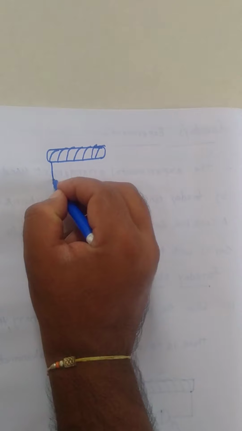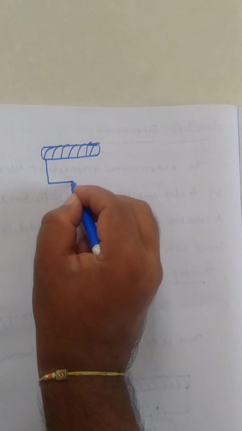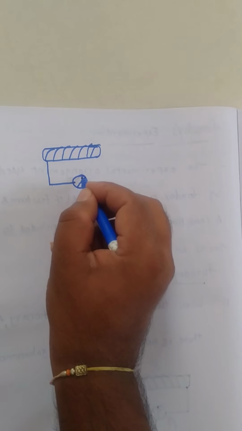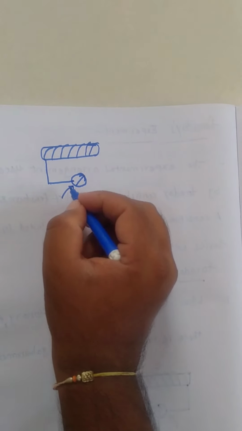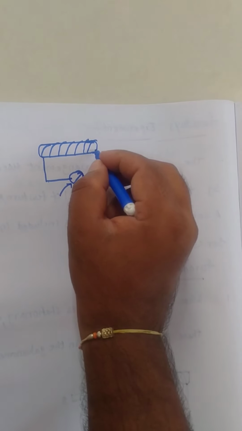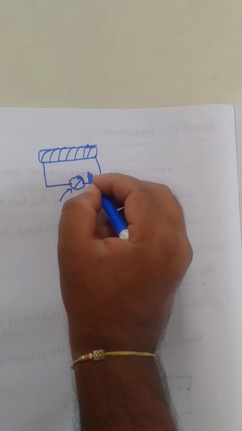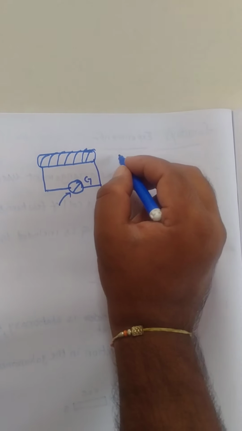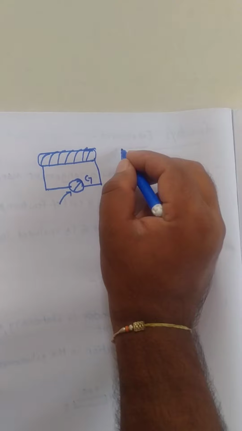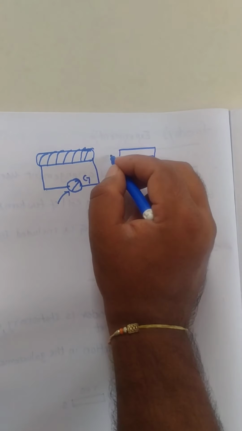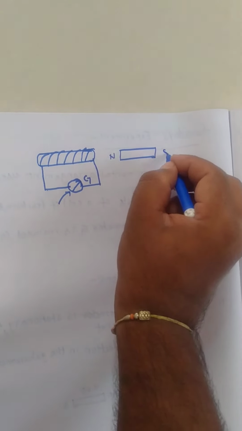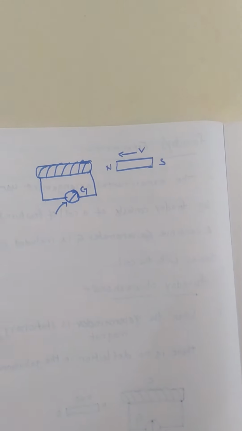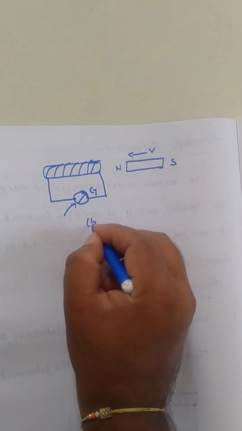This coil is connected to the galvanometer. Now there is a deflection towards the right. Here the magnet is coming towards the coil. The north pole of the magnet is coming towards the coil. This is the motion of the magnet, diagram B, right?